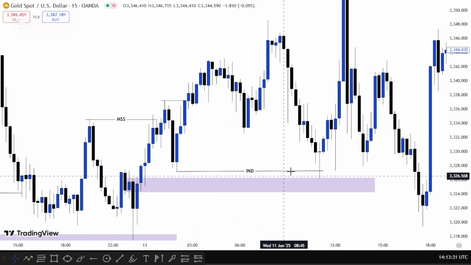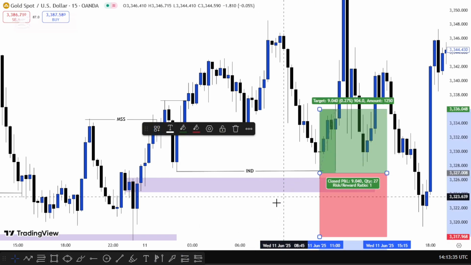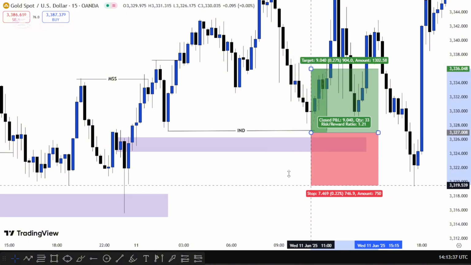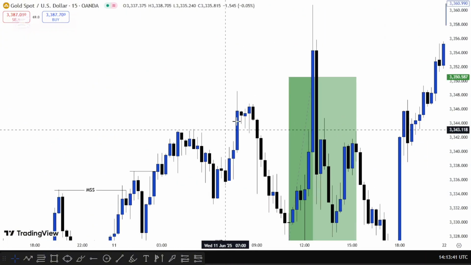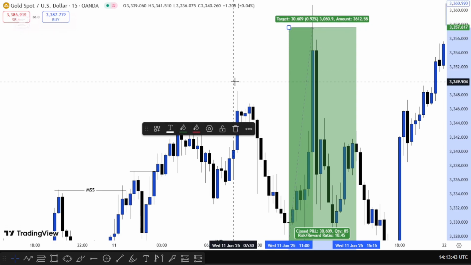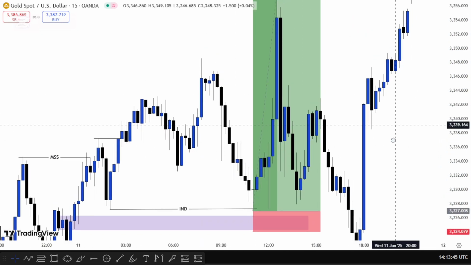So you see your breaker block, what happens? The market taps into it and gives you the confirmation you need. And what happens? You take the trade all the way to your take profit target. So what happened? This is a very clean 1:10 risk to reward ratio.